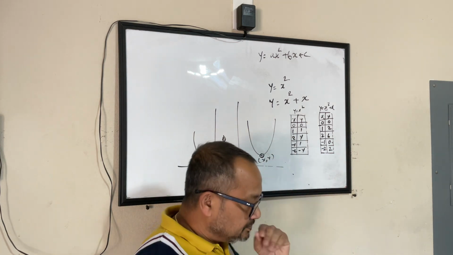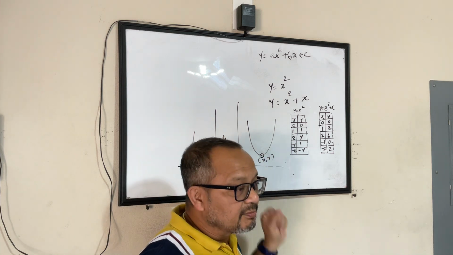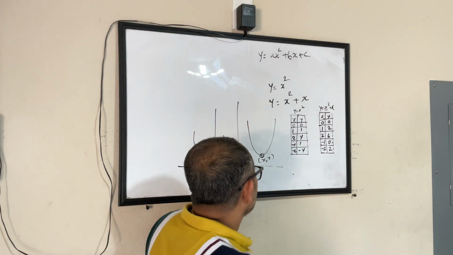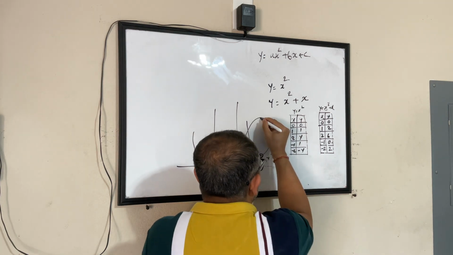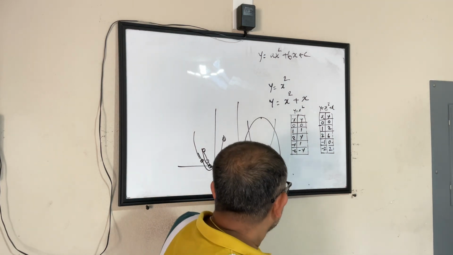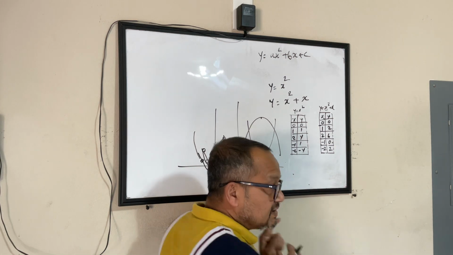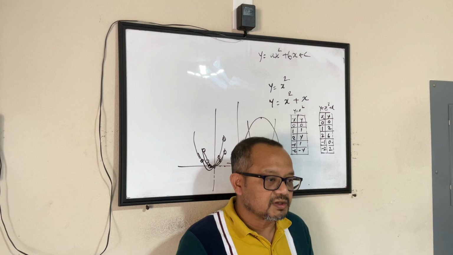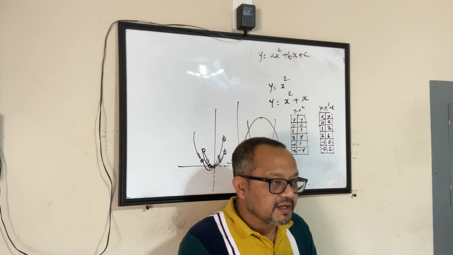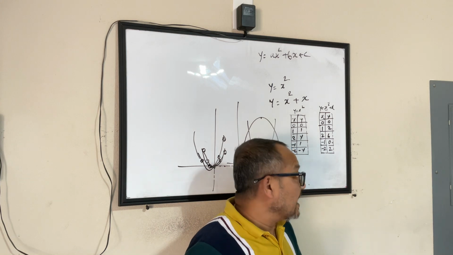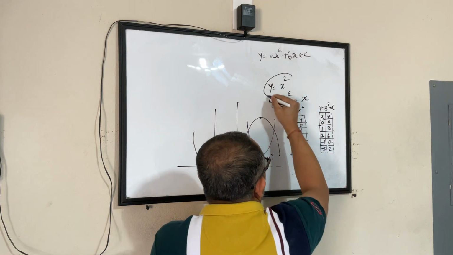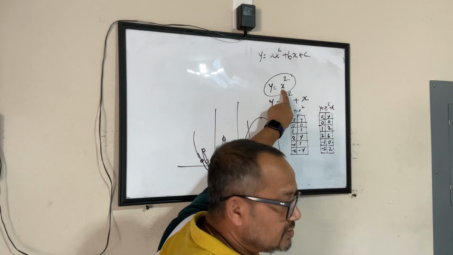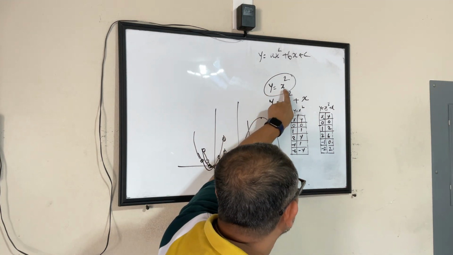Now the vertex is the minimum point if it is facing upward, or the vertex will be the maximum point if it is facing downward. Now this vertex, there's a minimum point, there's a maximum point, and there's a 0 point also. Now you'll say, what is the 0 point? The 0 point is where the value, okay, this is your parabola. This is your outcome based on this input.